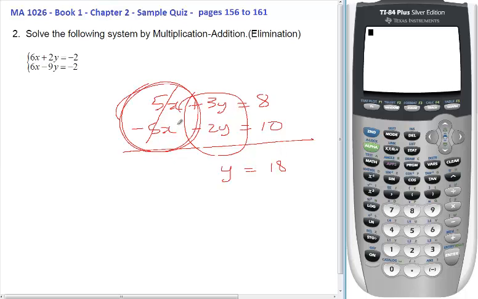So how do we get it? Well, notice what we have. Same number, 5 and 5, but different signs. One is negative, one is positive. So when they add, they eliminate. So we want the same coefficient, but different signs.